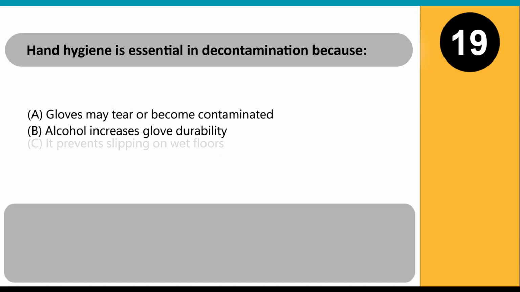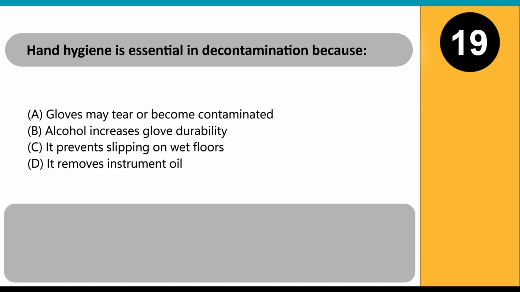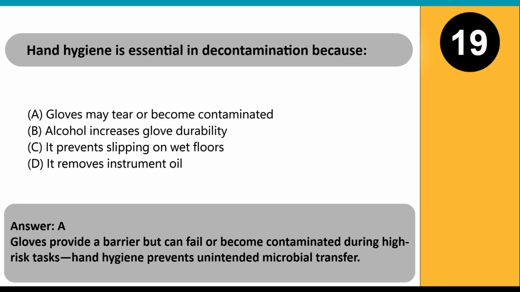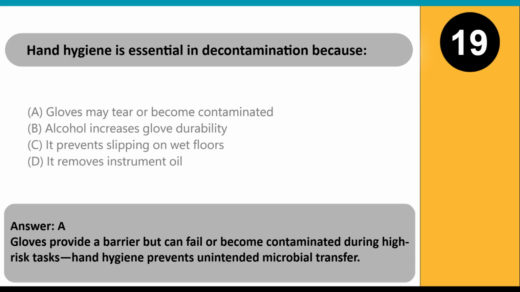Hand hygiene is essential in decontamination because: A. Gloves may tear or become contaminated. B. Alcohol increases glove durability. C. It prevents slipping on wet floors. D. It removes instrument oil. Answer A. Gloves provide a barrier but can fail or become contaminated during high-risk tasks. Hand hygiene prevents unintended microbial transfer.